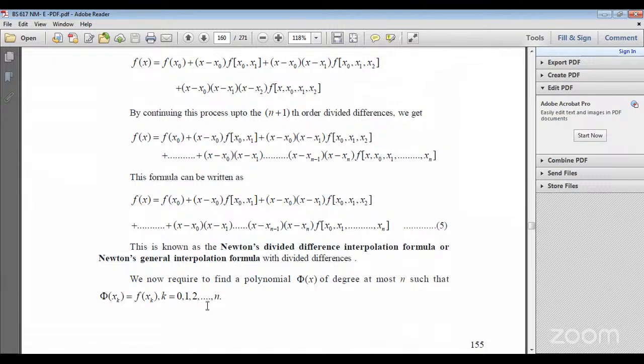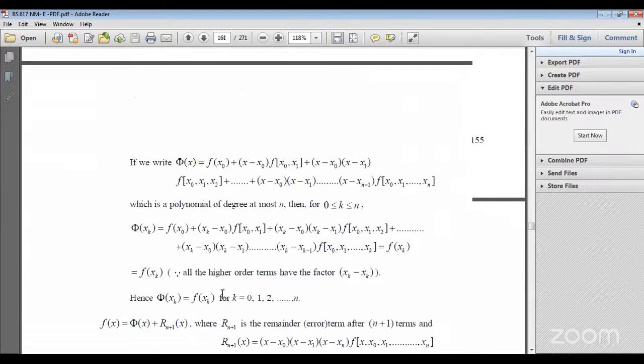This formula can be written as follows. This is known as Newton's divided difference interpolation formula, Newton's general interpolation formula with divided differences. We now require a polynomial phi of x of degree at most n such that phi of xk is equal to f of xk for k equal to 0, 1 to n.